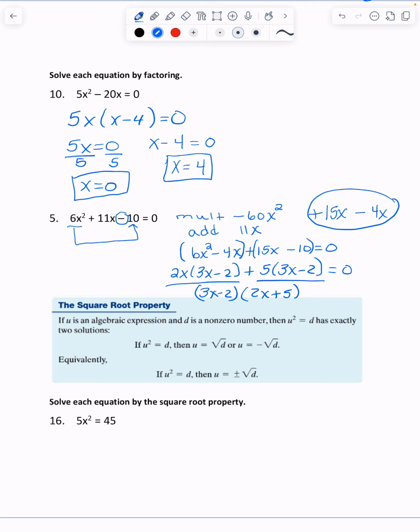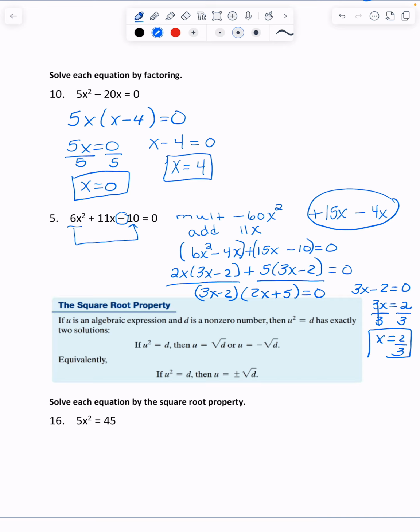And to finish solving by factoring, I'm going to set each of those parts equal to 0. So 3x minus 2 equals 0. Let's add 2 to both sides. 0 plus 2 is 2. When I divide by 3, my first answer is going to be 2/3.